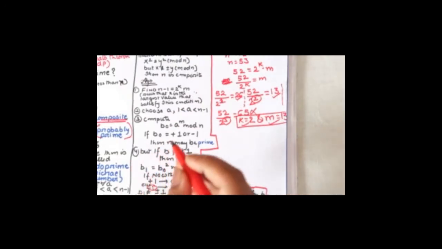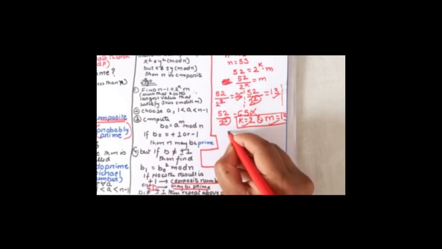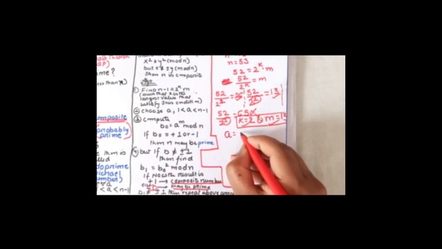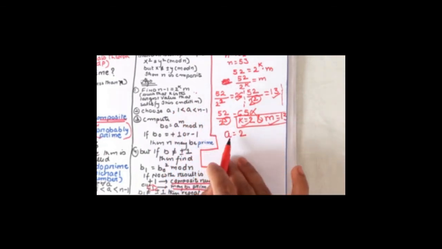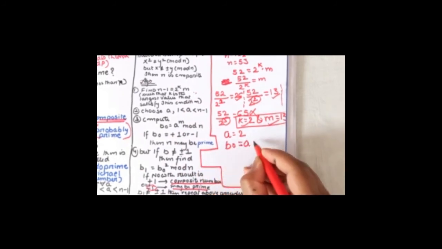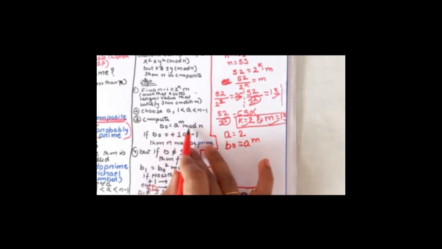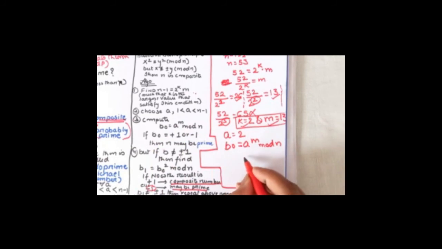Now let us choose the value of a. We have to choose a value between 1 and n minus 1. I'll be choosing a as 2. After choosing a as 2, find out b naught. B naught is equal to a to the power m mod n.